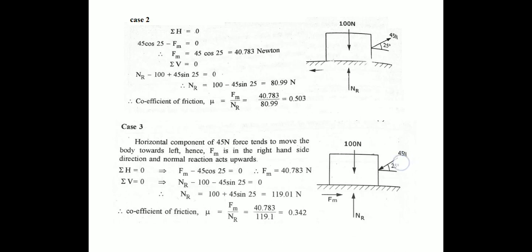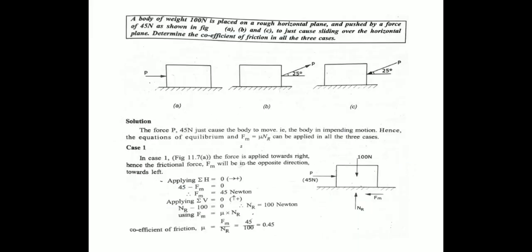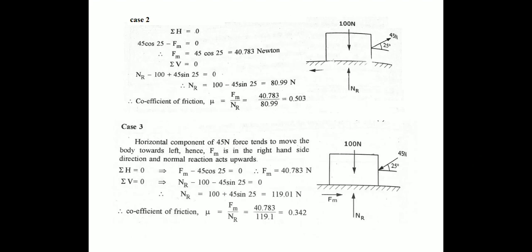Case 3. In case 3, there is a pushing effect in this direction. In the previous case there was a pulling effect. Now it is a pushing effect. So figure 1, that is we are going to consider the block. Self weight is 100. It is balanced by normal reaction.